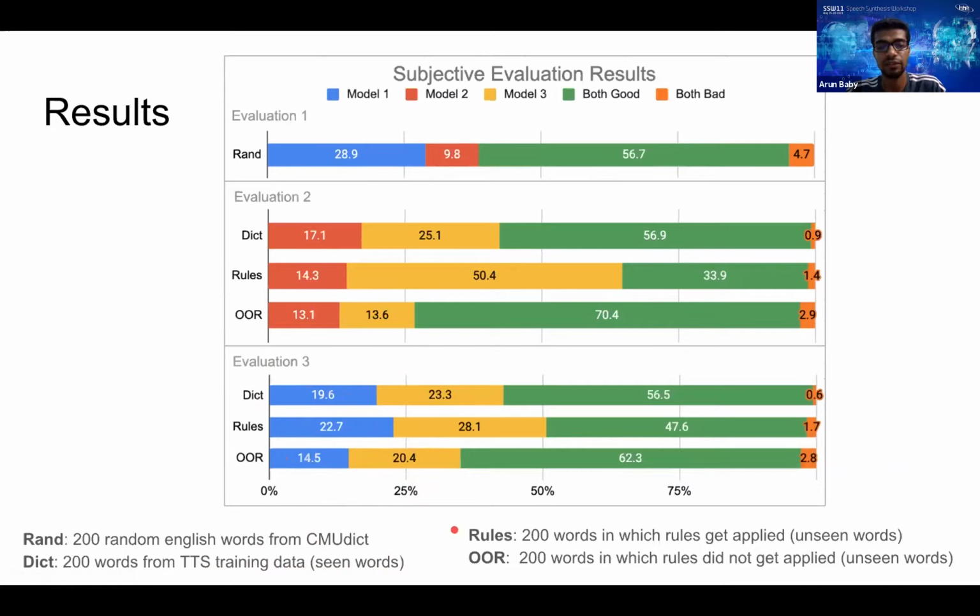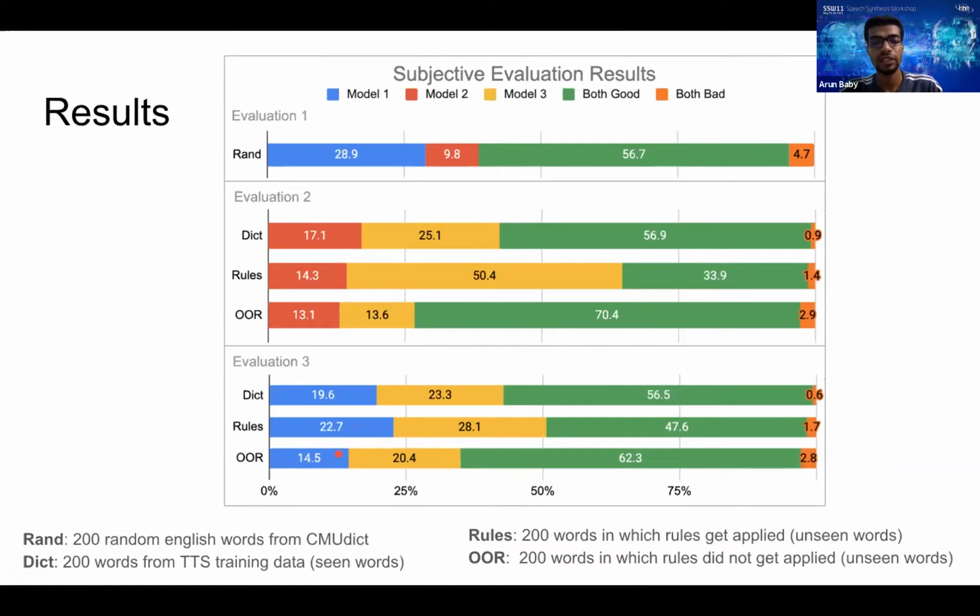Then we have taken words which are not part of the training data, but which are part of the CMU dictionary, and synthesized them. Here, 200 random words are chosen, in which these rules are getting applied and the phonetic sequences are getting corrected. There we could see a 6% improvement. Another test is for out of rules: words which are part of the CMU dictionary but didn't go through these rules. A subset of words has been chosen, and we have done the evaluation. There also you could see a similar percentage of improvement.